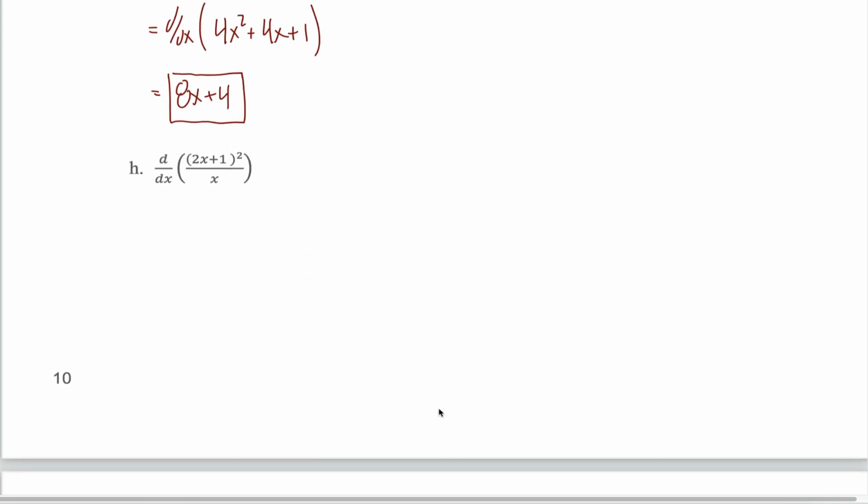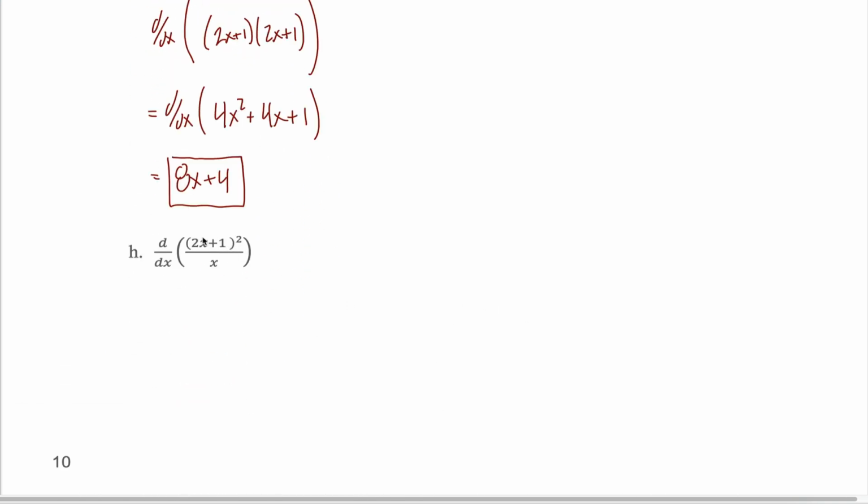I think we got one left. It looks really hard. We have some implied multiplication because of this squaring, and then we also have some division, and we don't have derivative rules for multiplication or division. It's really tempting to look at this problem and think, it's easy. The derivative of 2x plus 1 squared, I just figured out that's 8x plus 4. And I know that the derivative of x is just 1, so this answer should just be 8x plus 4. Yeah, that'd be nice, right?